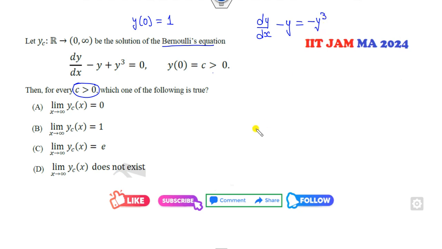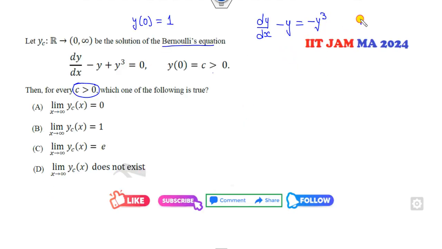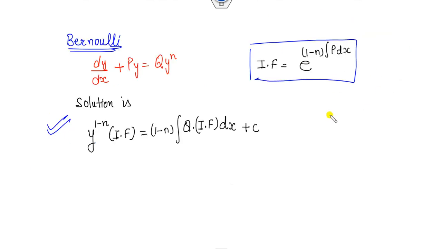So what is the shortcut? How can you solve this Bernoulli equation? This is a simple, straightforward formula. You can first find the integrating factor, with 1 minus n. If you compare, n is 3. P will be minus 1. So can you find the integrating factor? E raised to power minus 2 integral of dx. So the integrating factor will be e raised to power 2x.